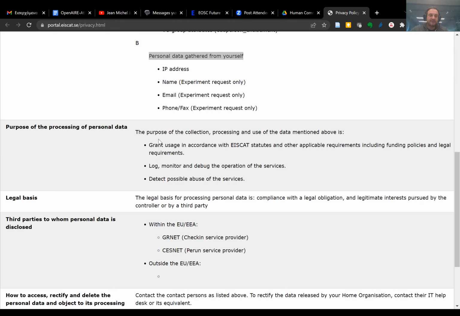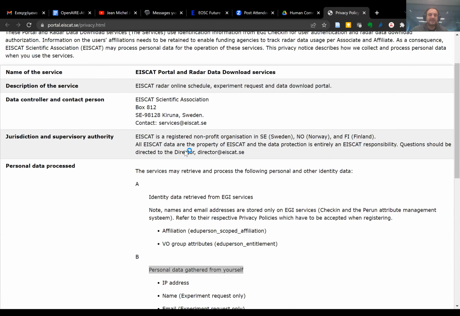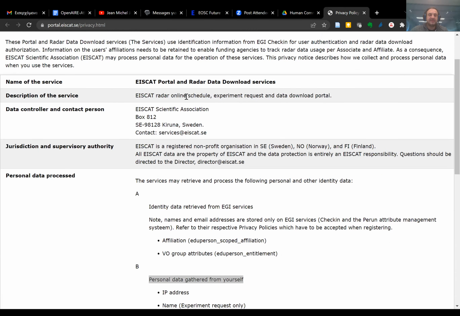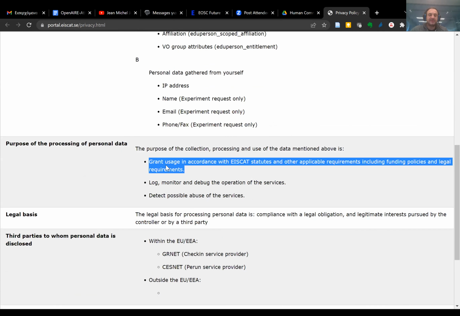Purpose of processing of personal data. Okay, what I would put here, and of course this is something you could see in the description of the service, but also in the purpose of processing, you should be able to explain what you're doing with this.